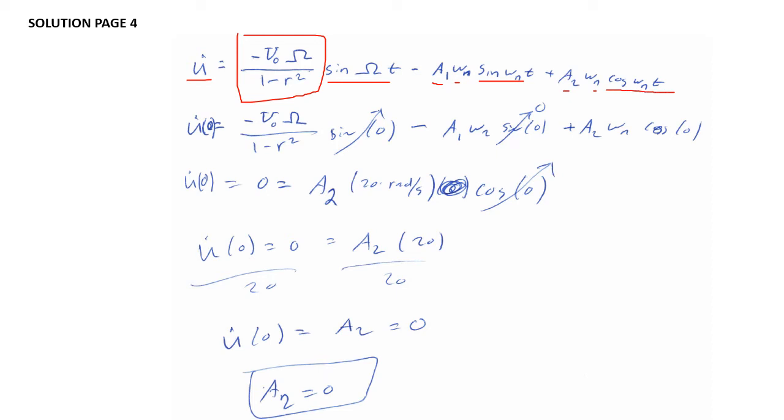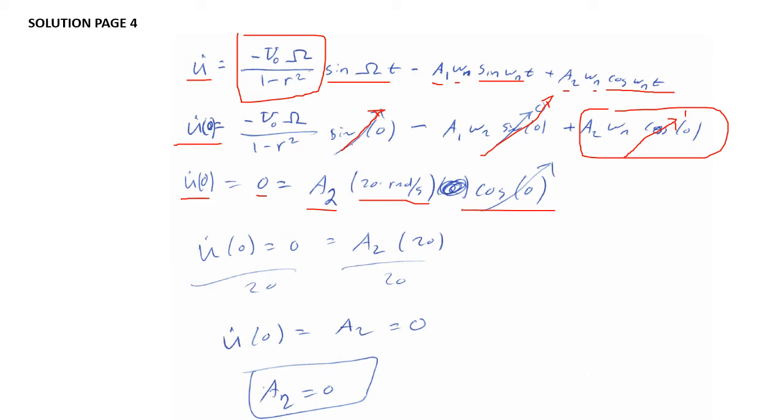Plug in our known values. This is for our initial condition, so at time equal to 0. Our sine of 0 and cosine of 0 appear, so some of those terms drop out and go to 0. What we end up with for this expression is u dot of 0 is equal to 0 plus A2, because A2 is the only term that remains, since the cosine goes to a 1, times 20 radians per second times the cosine of 0.